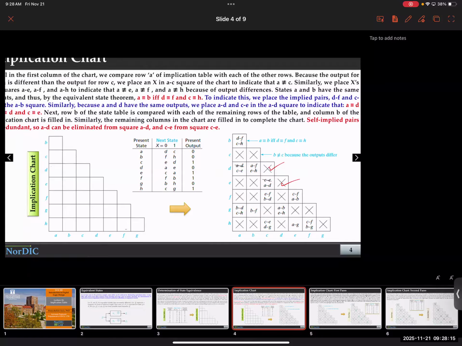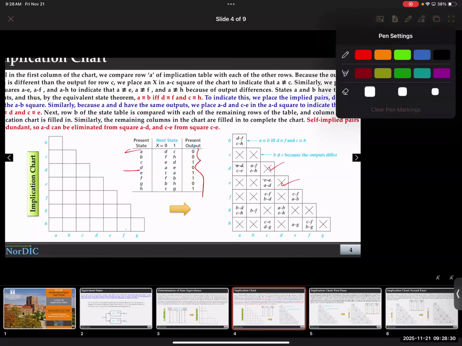So the first thing that we look at is the output. If two rows have the same output, then there is a chance that they can be equivalent. But if the outputs are different, then there is absolutely no chance. Just ignore it.